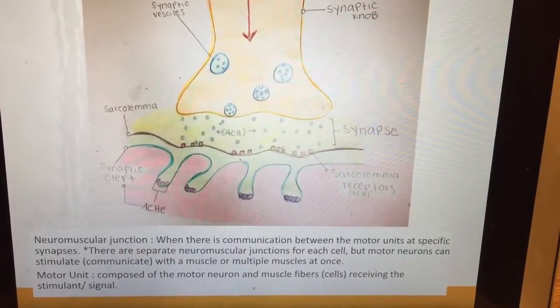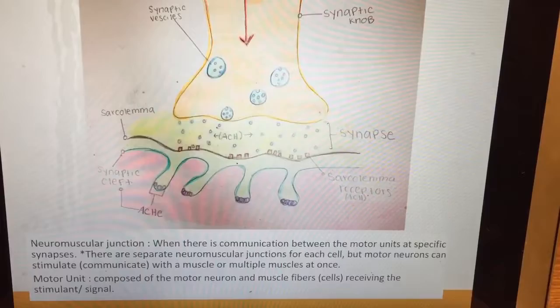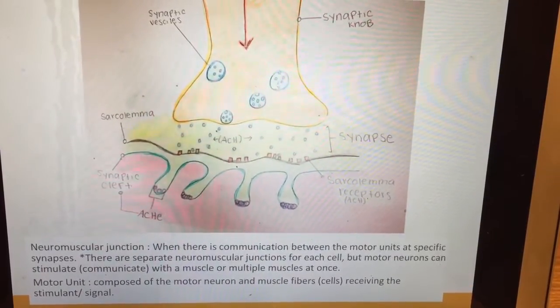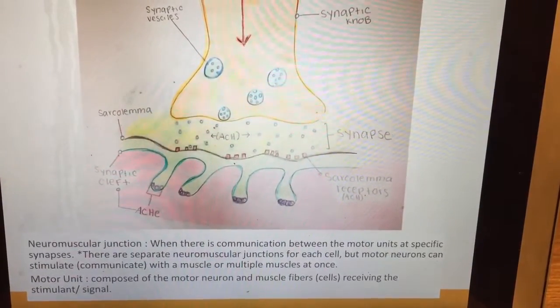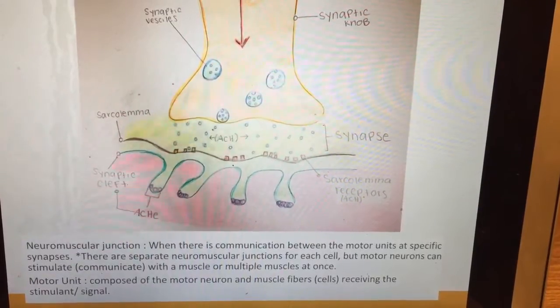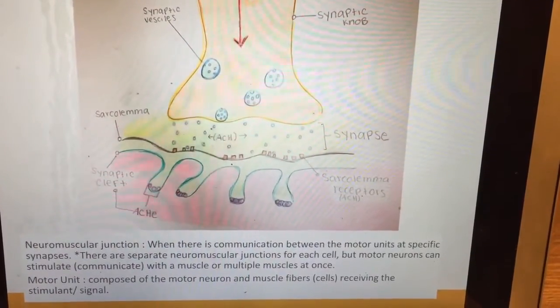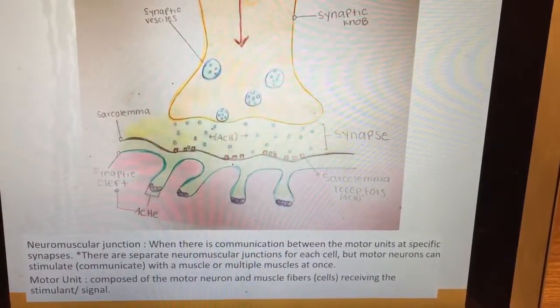Please notice above is the neuromuscular junction, containing all the components to communicate with each other.